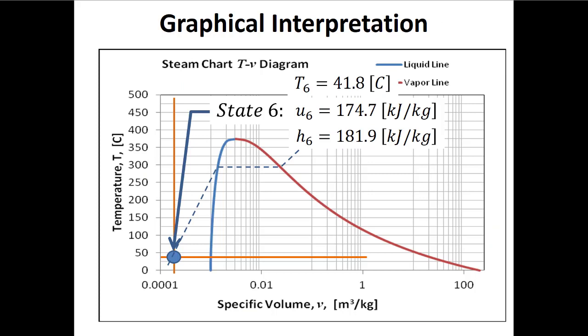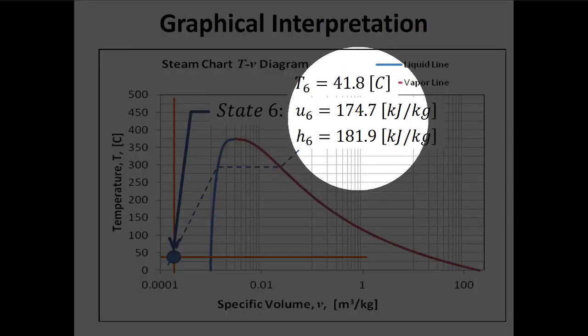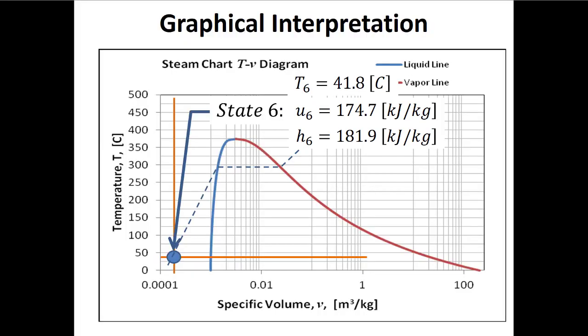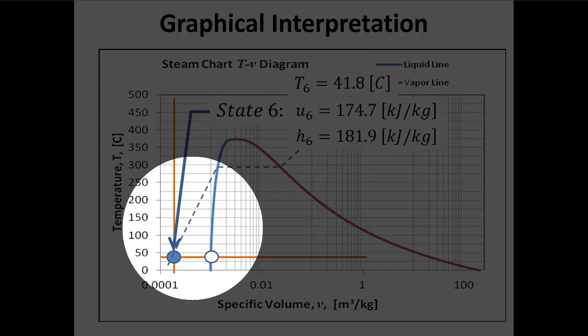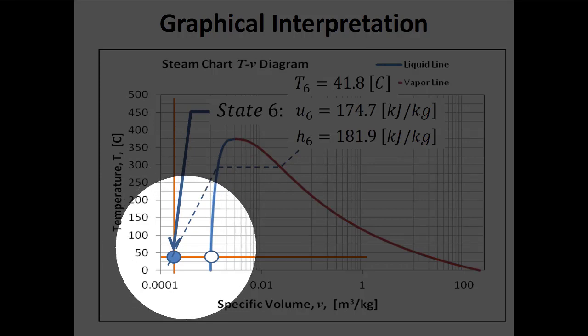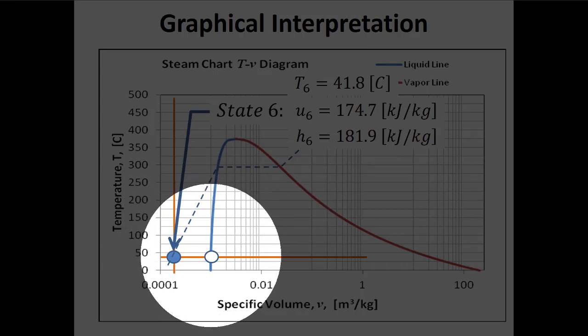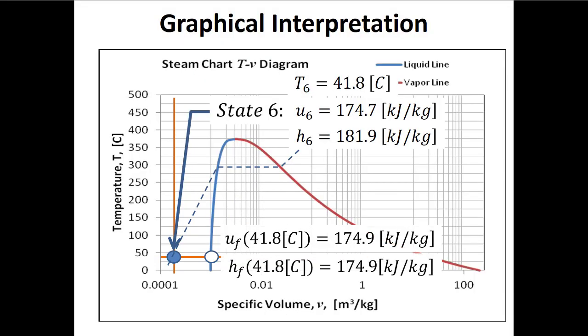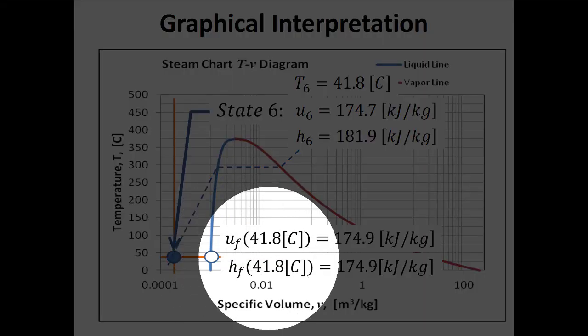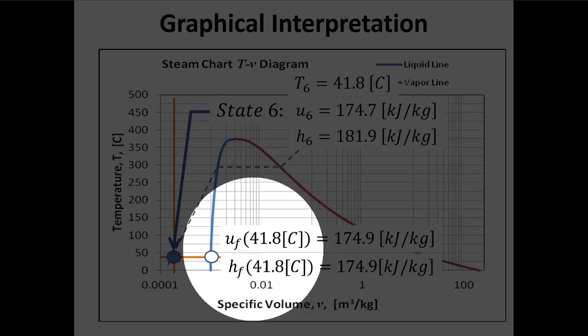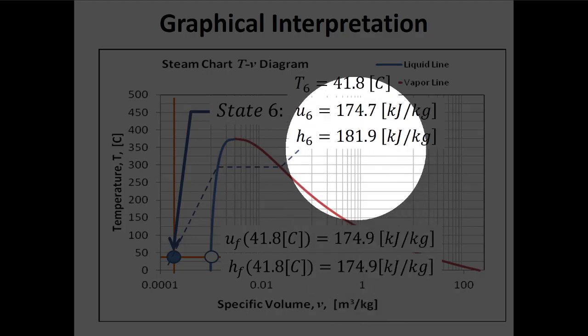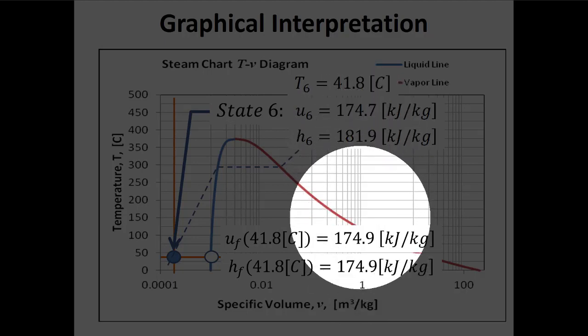Right? So here we had our state point, state 6, where we knew we did the double interpolation and we found U6 was 174.7 kilojoules per kilogram. If instead we said, okay, we knew the temperature here, so if I approximated my state point as being here on the saturated liquid line at the same temperature, then my Uf, which would be my approximation for U6, would be 174.9.